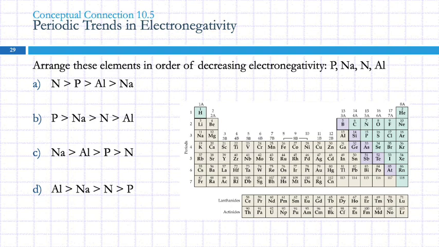This is something we should be able to do, though. Arrange these elements in order of decreasing electronegativity. First, we have to find them on the periodic table, because the periodic table is the key to figuring these guys out. So we've got phosphorus and sodium and nitrogen and our good friend Al, aluminum. This wants us to show it in order of decreasing electronegativity. So that's larger to smaller.